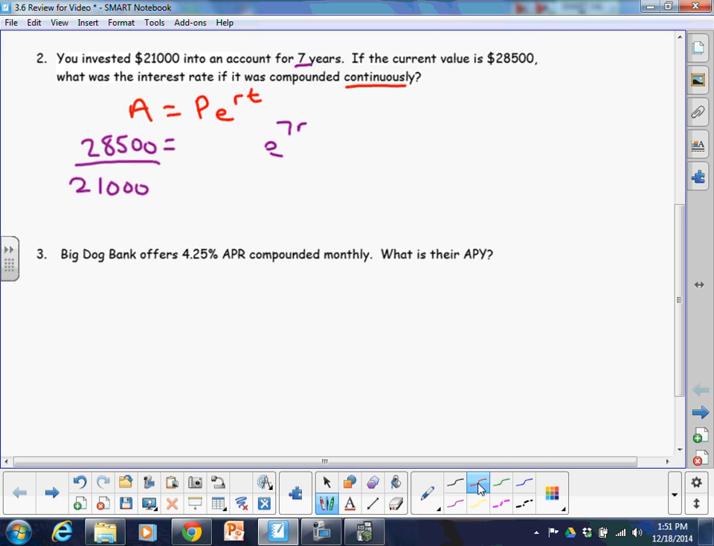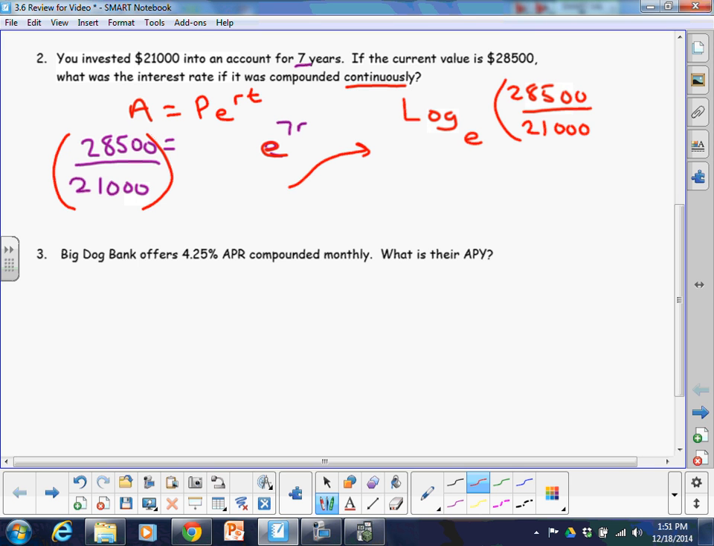Okay, and let's change to log form again. Okay, because again, we have a base to a power equaling something. So it's going to be log form. The base in this case is e. Okay, we're taking the log of that fraction, and it equals whatever the exponent is, which is 7r.